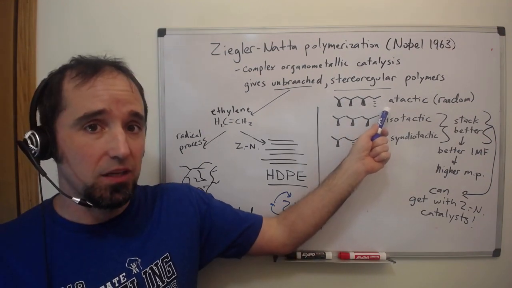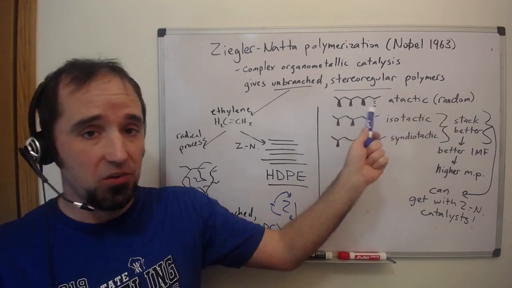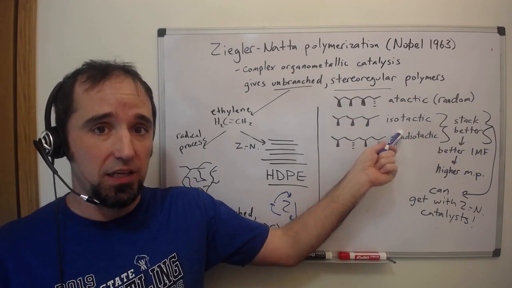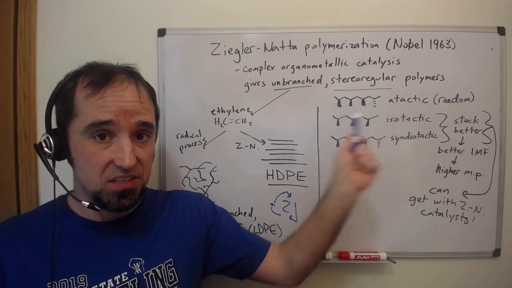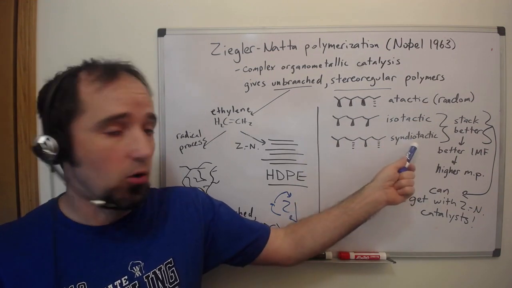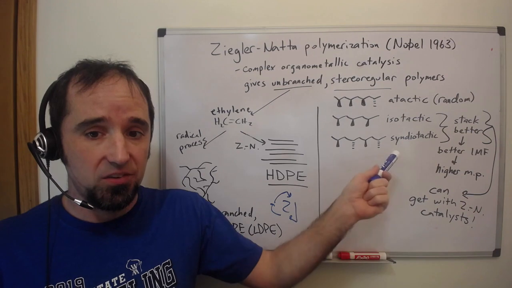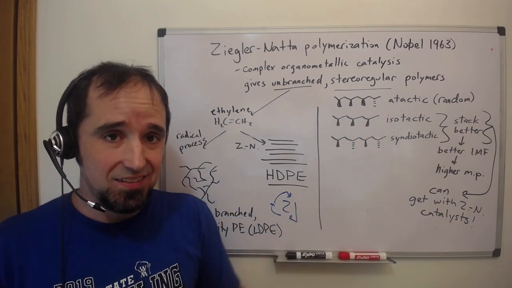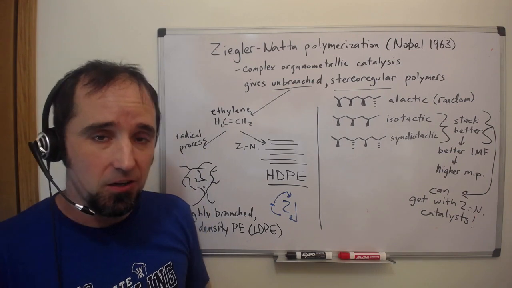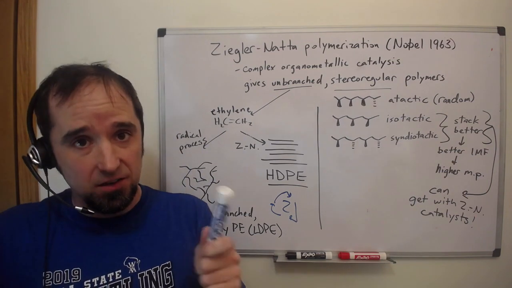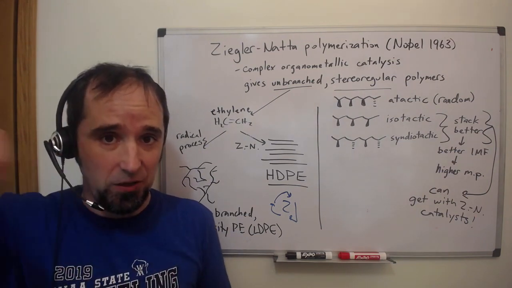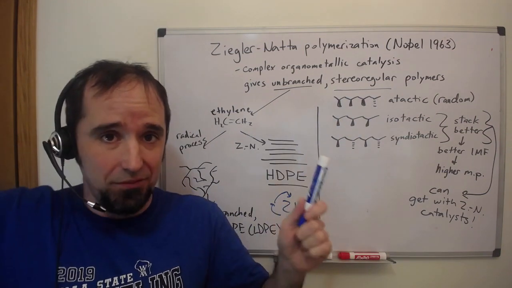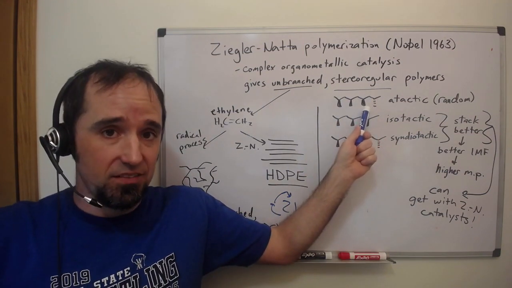Atactic polypropylene is random, so the stereocenters are randomly distributed. Isotactic polypropylene would have all the stereocenters the same. Or syndiotactic would have the stereocenters alternating regularly. These bottom two are going to stack a lot better, right? Picture stacking chairs on top of each other. If all the legs are going the same way, the chairs will stack well. But if the chair legs are going in random directions, they're just not going to stack as well.